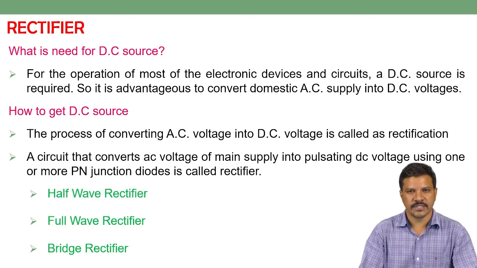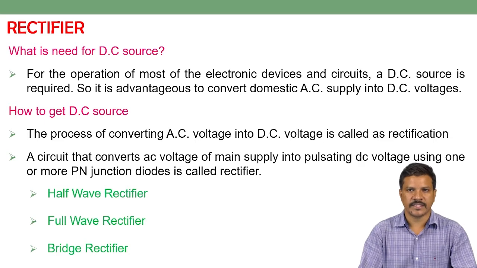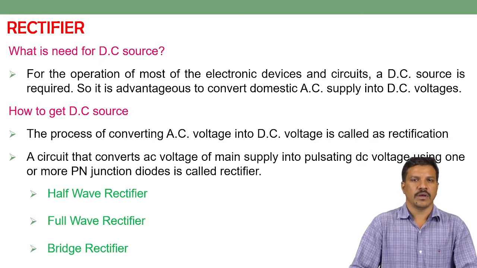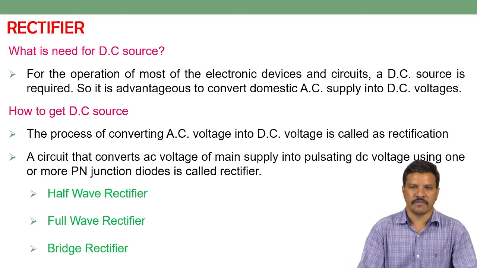How to get a DC source? The process of converting alternating current or AC voltage into DC voltage is called rectification. When we perform this rectification using electronic circuits, we achieve the DC source. A circuit which converts the AC voltage of the main supply into pulsating DC voltage using one or more PN junction diodes is called a rectifier.